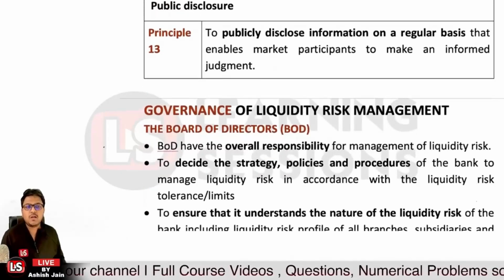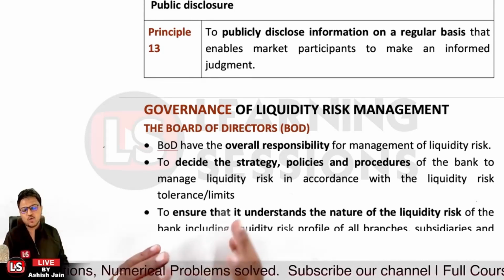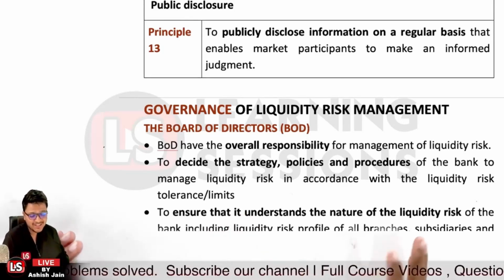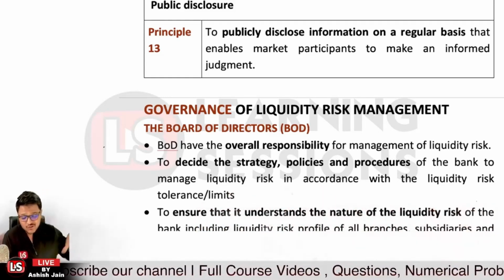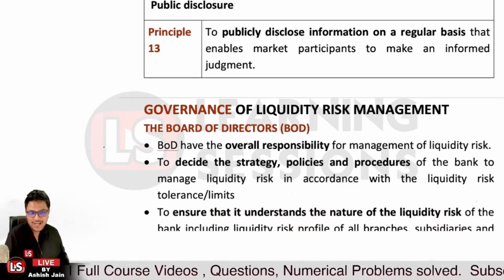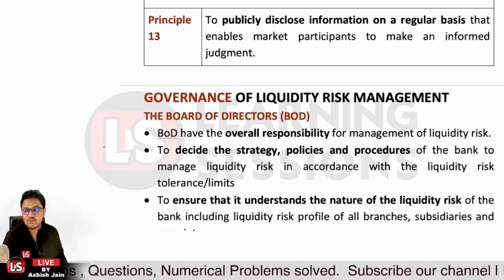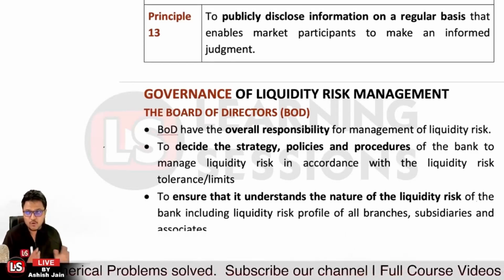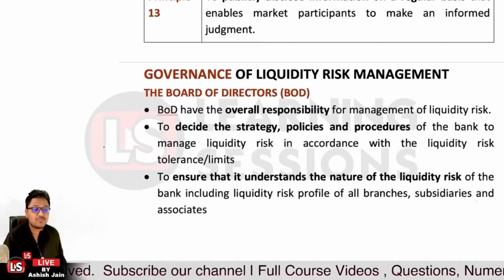Then further, it's related to the governance of liquidity risk management. First of all, it's related to the board of directors. The overall responsibility is with the board of directors, to manage the overall risk. They decide the strategy, and they review the strategy, procedures, and policies which are fixed by the senior management. I already told you about this. Further, they need to ensure that they understand the nature of the liquidity risk in the bank, including the liquidity risk profile related to branches, subsidiaries, and associates, and also on the aggregate level the risk must be known to them.